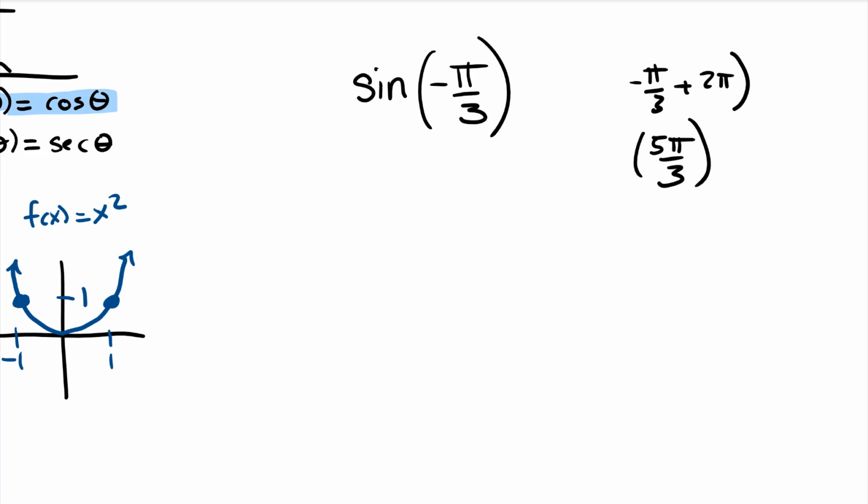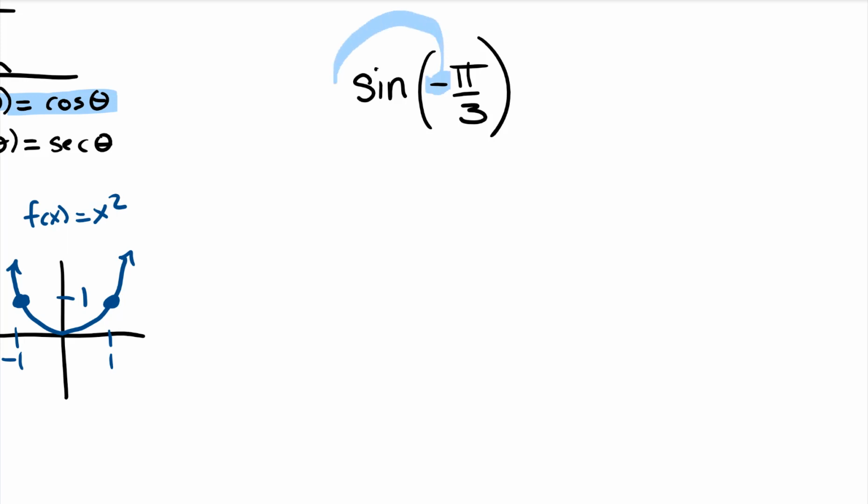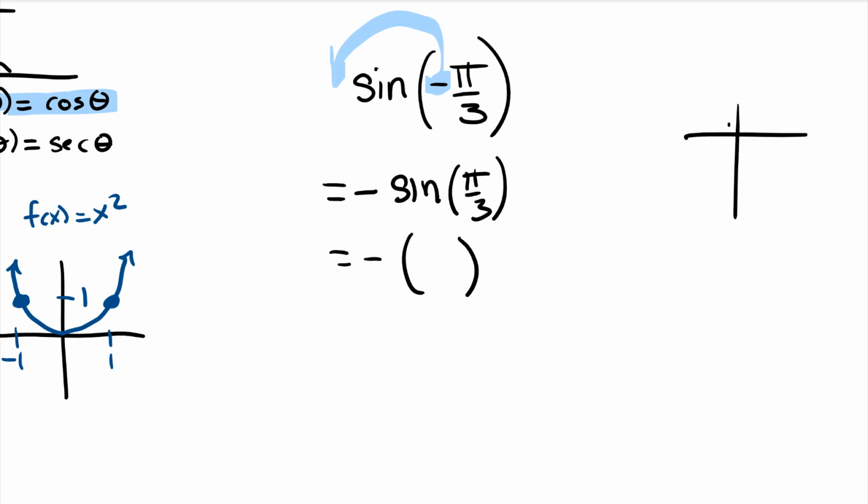But we could just use this. See the negative? Just pull it out to the outside and say this is the same thing as negative sine of positive pi over 3. Now we just go check our table. You know the little table? Sines, the angle, and we find out pi over 3 goes with root 3 over 2, so we just put it inside there and go, oh, the answer is negative root 3 over 2.